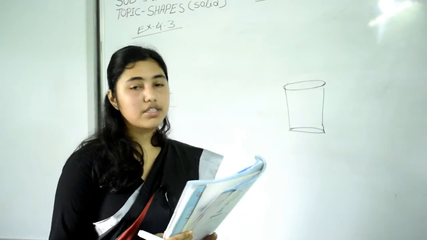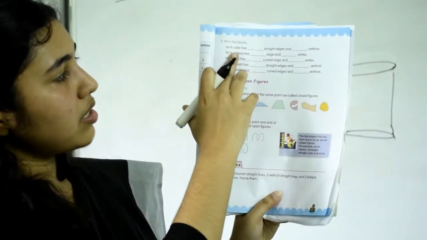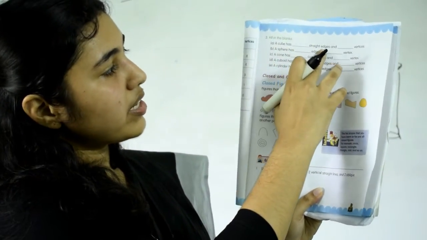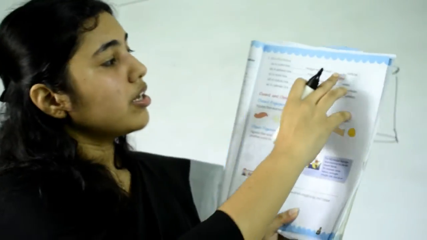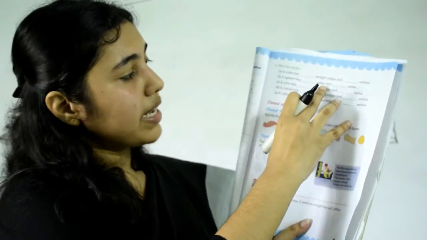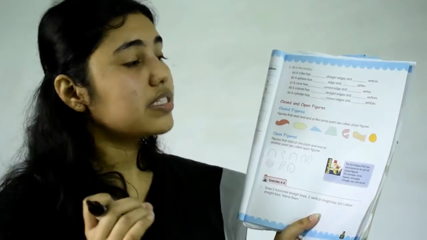Now come to your exercise 4.3, question number 3. Fill in the blanks. Our first question: a cube has dash straight edges and dash vertices. So a cube is made up of 6 flat square faces, right? Which means a cube has 12 straight edges and 8 vertices. Next, a sphere has dash edge and dash vertex. Now a sphere is made up of only one curved surface, which means a sphere has 0 edge and 0 vertex.